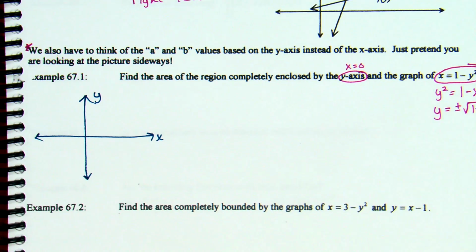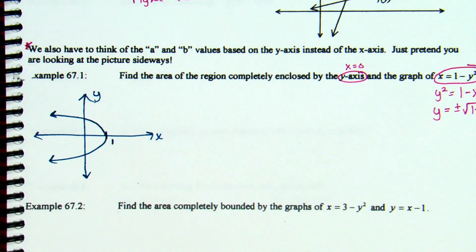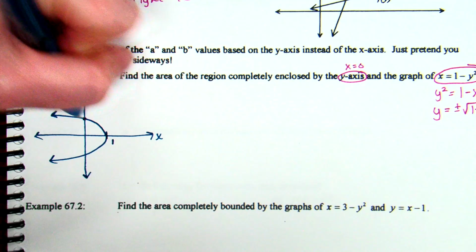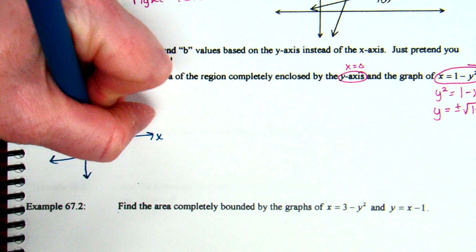So what you have is a parabola going through 1 that looks like this. Okay? Now, if it's a traditional parabola, and my vertex is over here at 1, we're going to have to know, where did these pieces cross? Yep. 1 and negative 1.